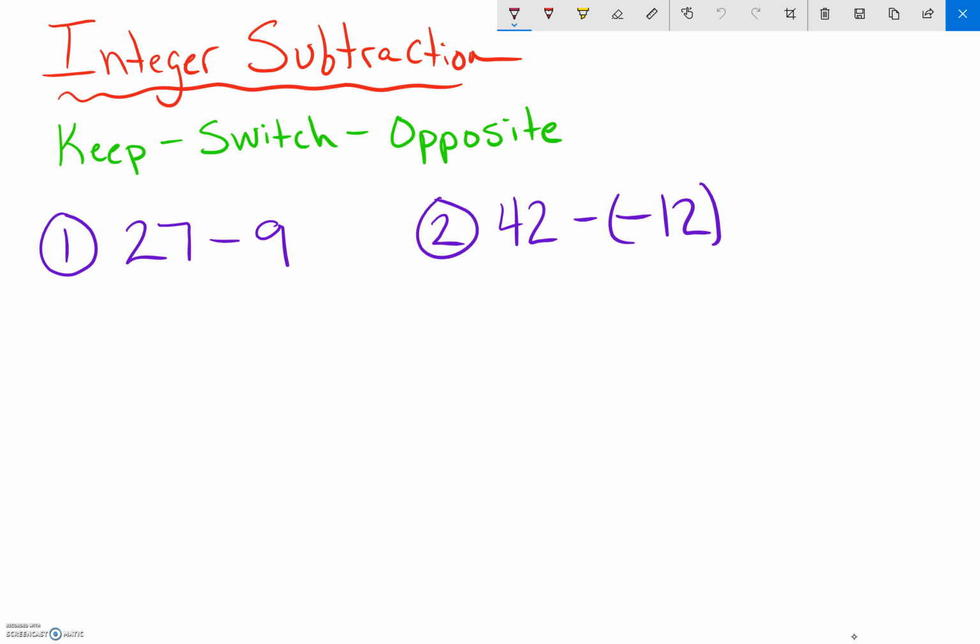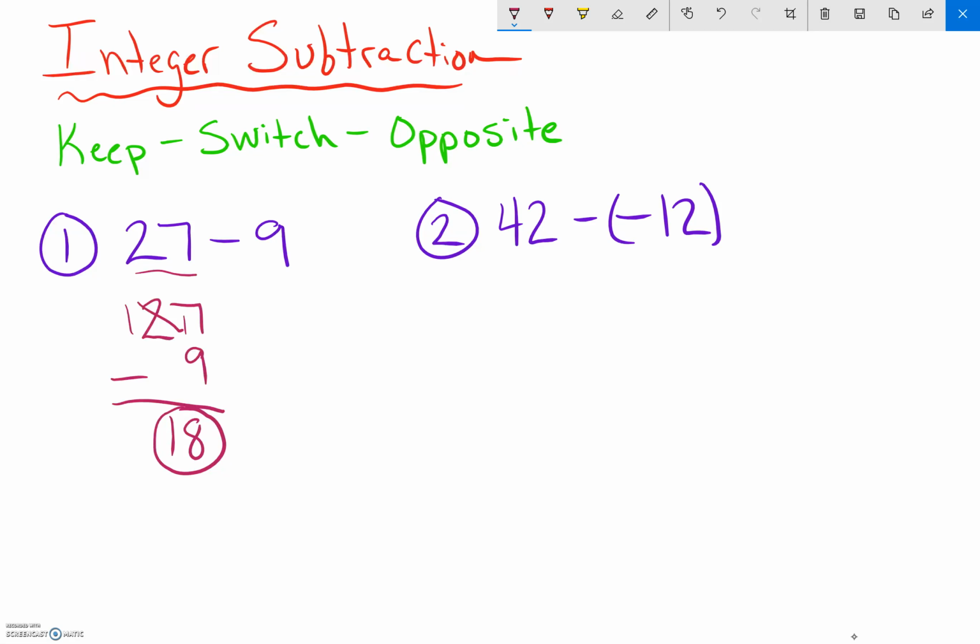So if you look at number one, it says 27 minus 9. It's subtracting two positive integers, and the bigger one is coming first. So that's the kind of subtraction you've been doing for years and years. There's no reason to do any rule on that one. You would just subtract like normal. So this would be 27 minus 9. You're going to get 18. So nothing new there.